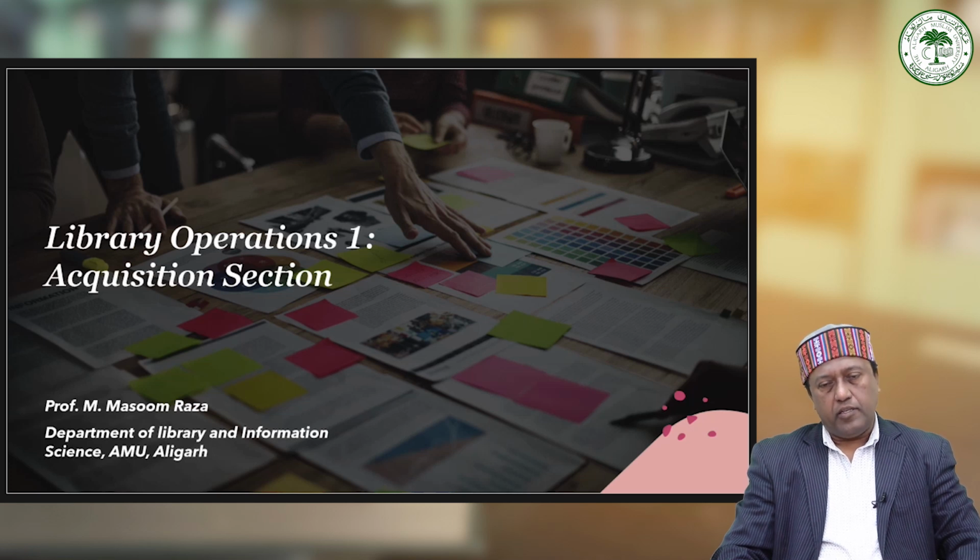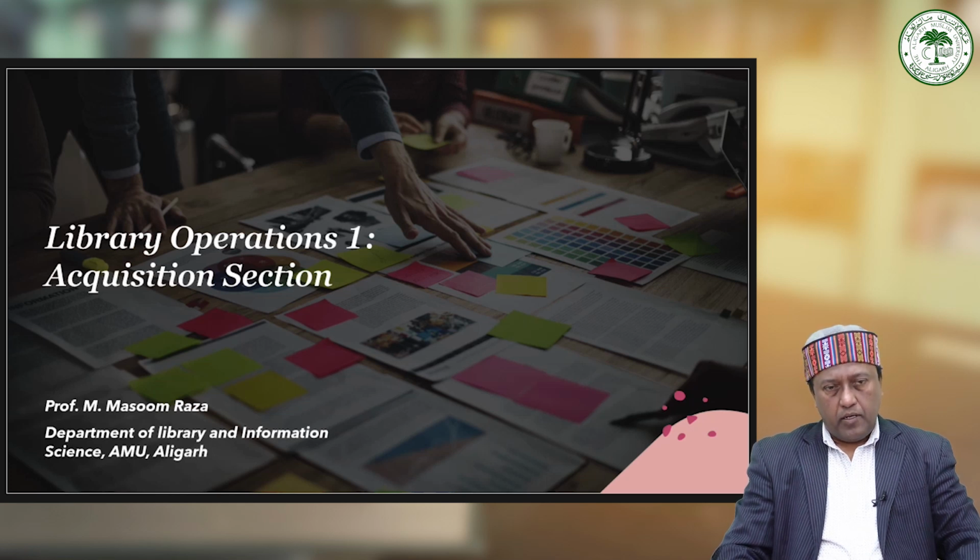And when the book is ready, then it is to be shifted to the stack area. Then again, the technical section comes into play, where all the shelf lists and catalog cards, everything has to be in place. Then only will the user be able to get the book without wastage of time. It means the complete bibliographic description is available in the catalogs as well as in the shelf list.